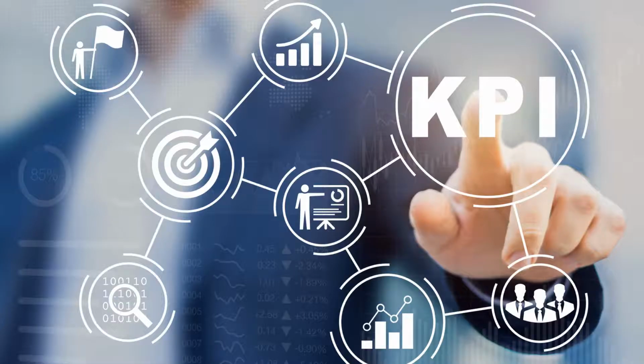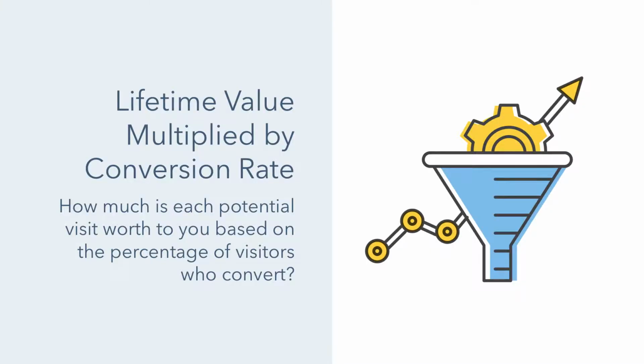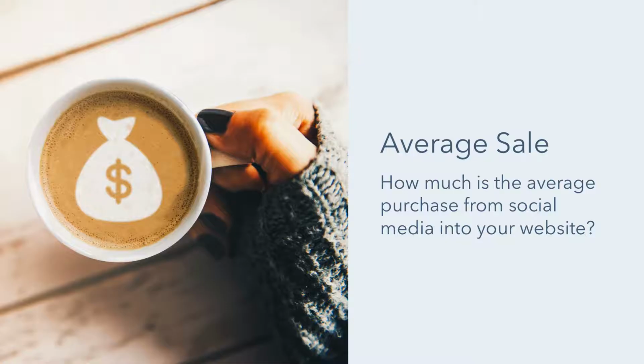To take a deeper look at how social media could affect your business's key performance indicators, or KPIs for short, here are some examples. Lifetime value: how much revenue do you earn on average from a customer? Lifetime value multiplied by conversion rate: how much is each potential visit worth to you based on the percentage of visitors who convert? Average sale: how much is the average purchase from social media into your website?